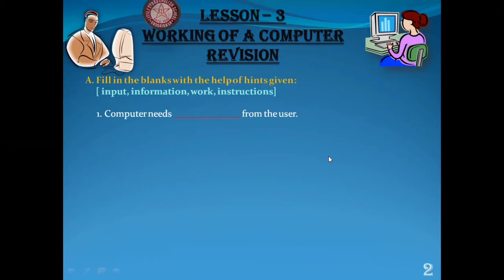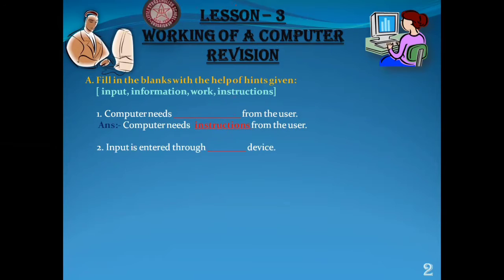Okay, no one is sending. So I am giving you the answer. Answer is: computer needs instruction from the user. Okay. Next one.